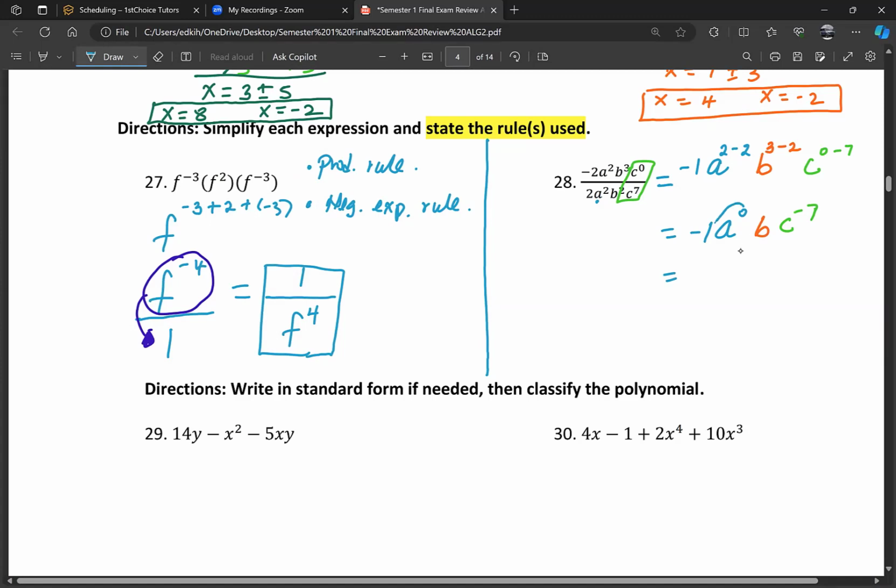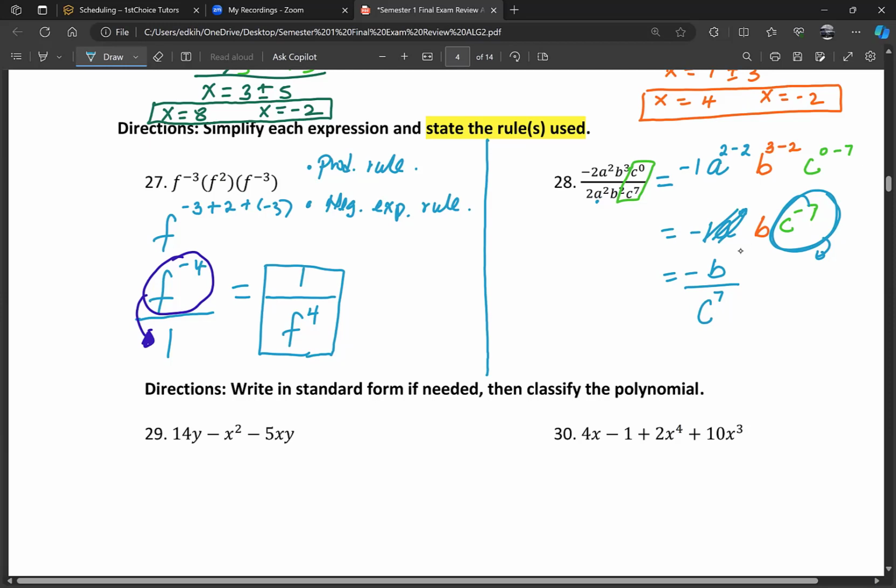Anything to the power of 0, right, is a 1. So we know that this is really just going to be a 1. I usually just scratch that out. So we have a negative b. And remember, you're not allowed to have a negative exponent. So that is going to need to come to the bottom. So it'll be c to the power of 7 as our final answer.